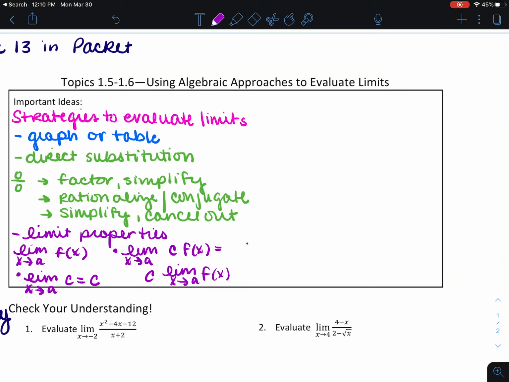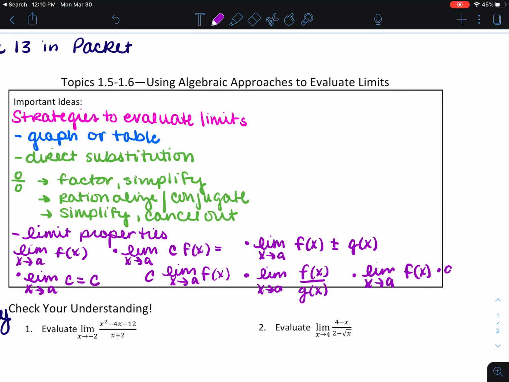We also have the limit as x approaches a. If we had two functions, added or subtracted, we could separate those two things. That also goes for division, just as long as g of x does not equal 0. What else did we have? Oh, multiplication. So if you had the limit as x approaches a of f of x times g of x, you could separate that one. And I think that pretty much sums up those.